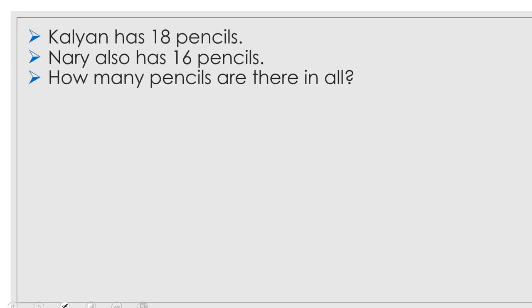Here is the last example. Kalyan has 18 pencils. Nari also has 16 pencils. How many pencils are there in all?